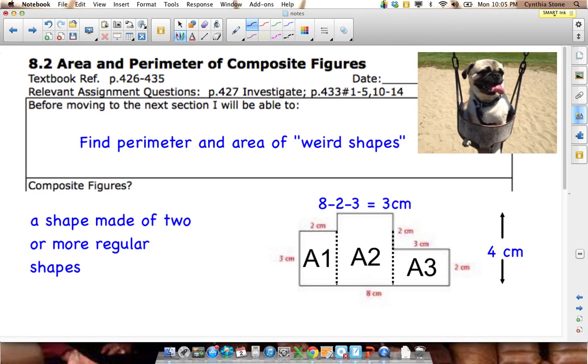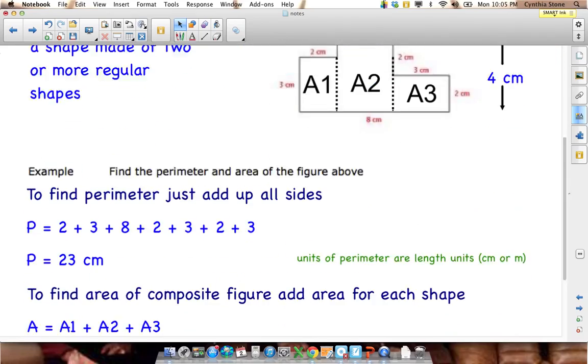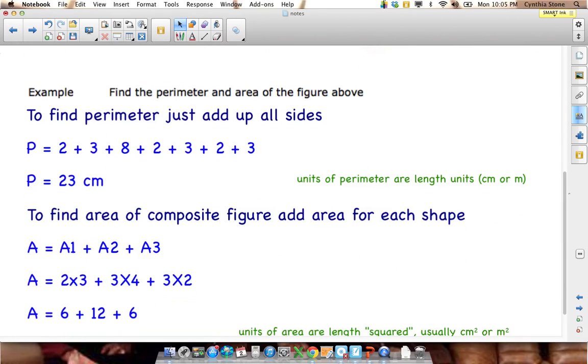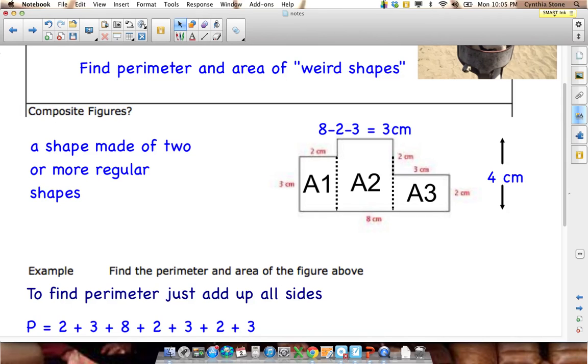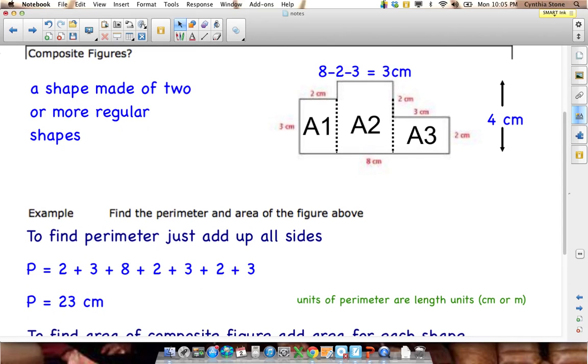And if you look down to the example beneath here, it says find the perimeter and area of the figure above. So of this figure here, we want to find the perimeter and the area. You might or may not remember the term perimeter. It just means if you add up all the side lengths, what that equals. You have to add up all the sides, and almost everything is given to you.